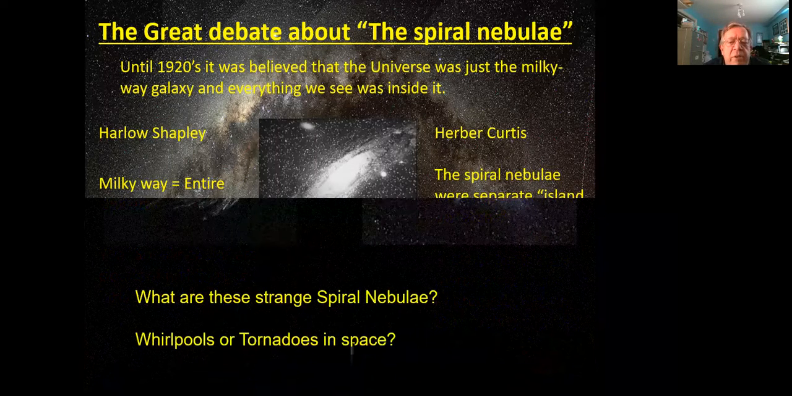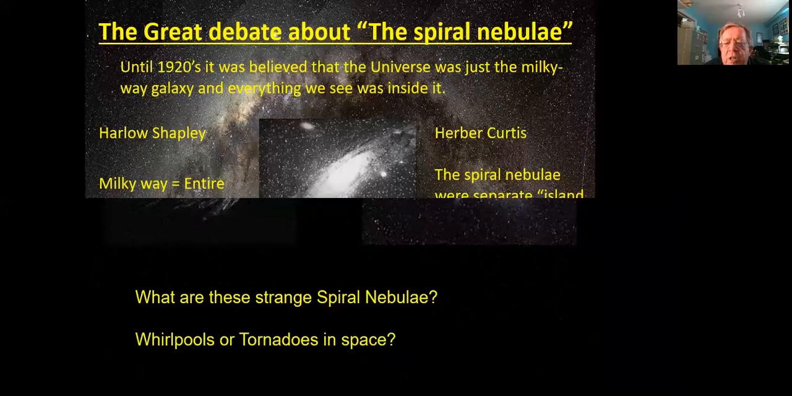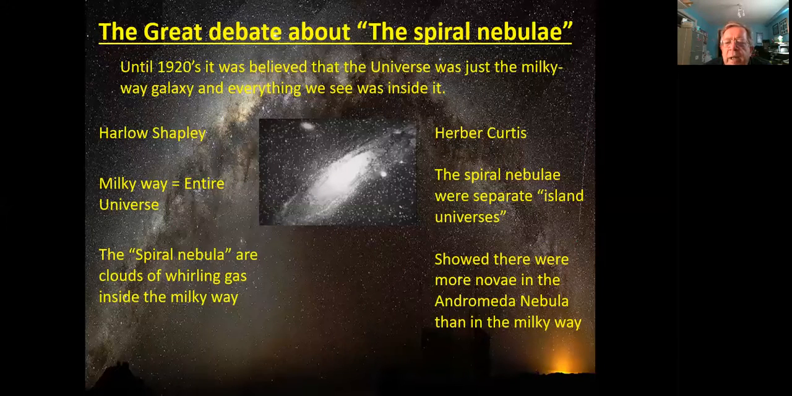There was one that I think should have been a clue, and that was that there were more sudden brightenings, these novae where stars suddenly get brighter, in the Andromeda nebula, as it was then called, than there were observed in the whole of the Milky Way. And that should have indicated that it was, in fact, more on the Herbert Curtis island universe side of the argument. But there were lots of people arguing different points back and forth.